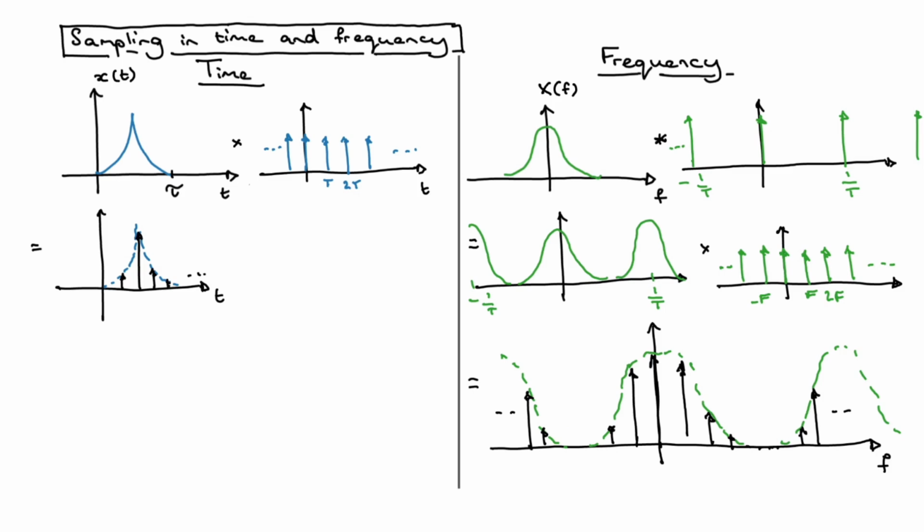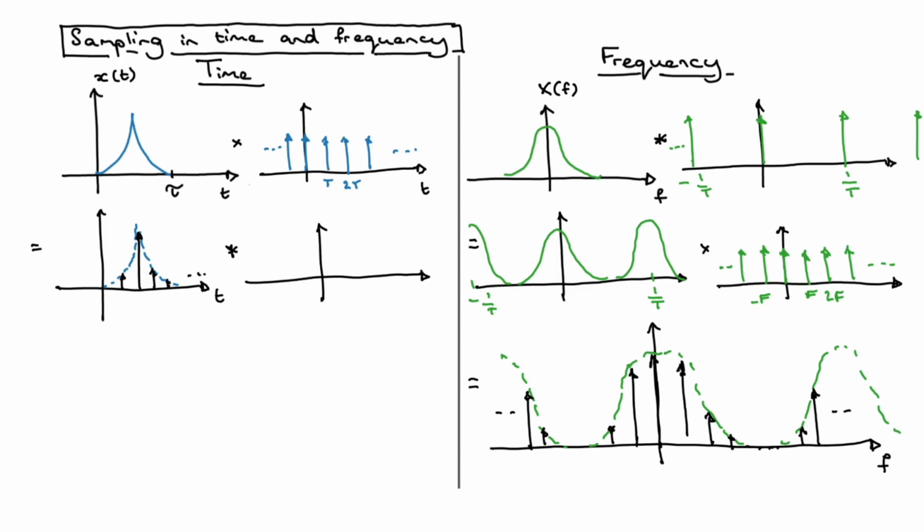And what do we get in the time domain? What happens in the time domain when we do this? Okay, so in the time domain we're convolving, because here we've got a multiplication. So in the time domain we've got a convolution, and then we're going to convolve with an impulse train. Okay, and those impulses will sit where? 1 over f, that's right.